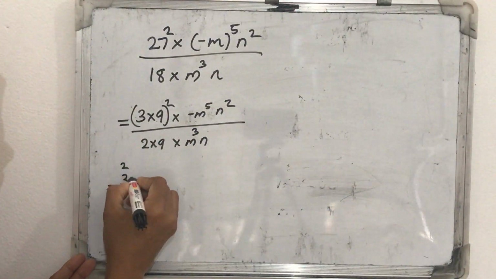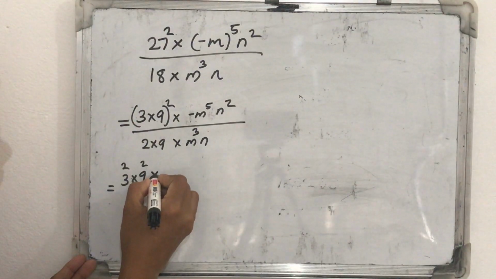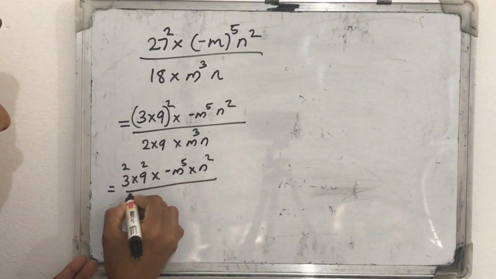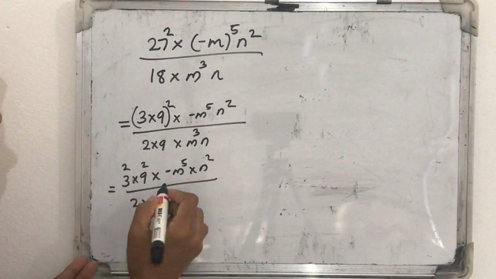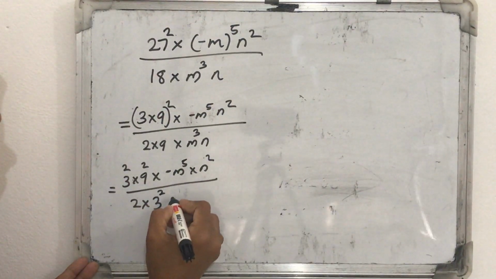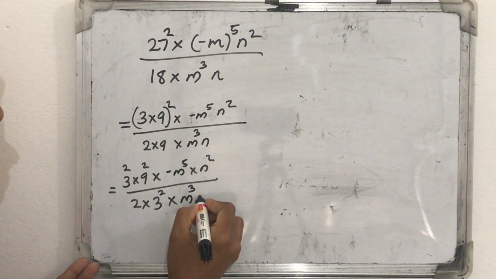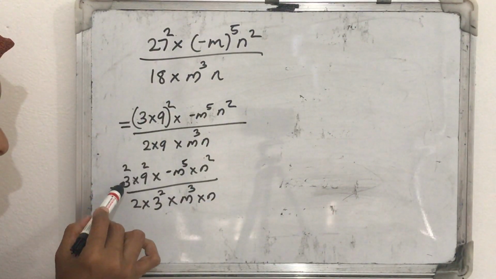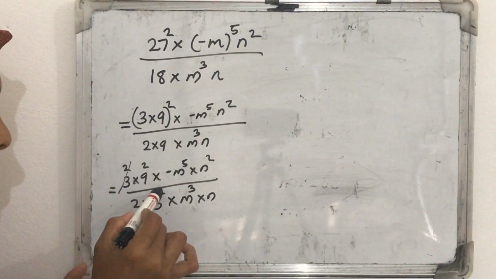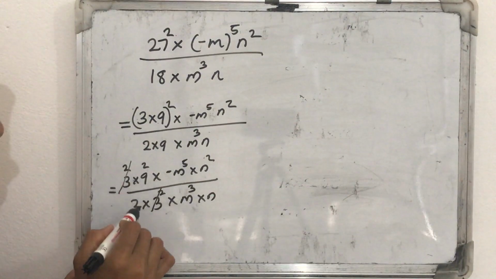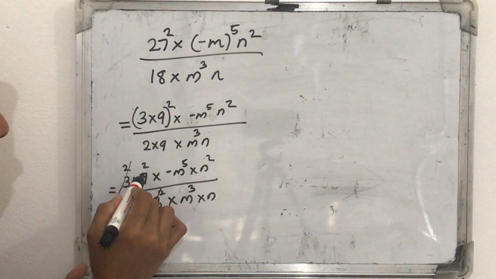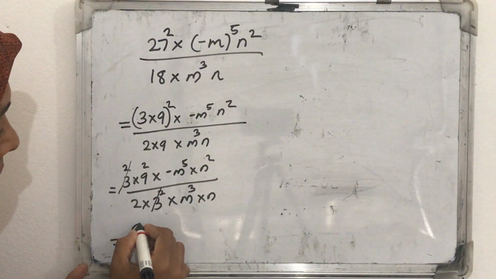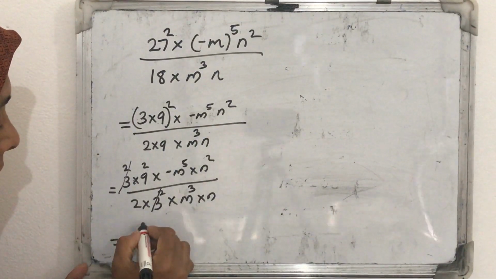That equals 3 square into 9 square into minus m raised to 5 into n square divided by 2 into, instead of 9, we can write 3 square into m cube into n. Then using the laws, here we have 3 raised to 2 minus 2. This will be cancelled. Then next we can write 9 square by 2. Otherwise, 9 square we can write as 81.